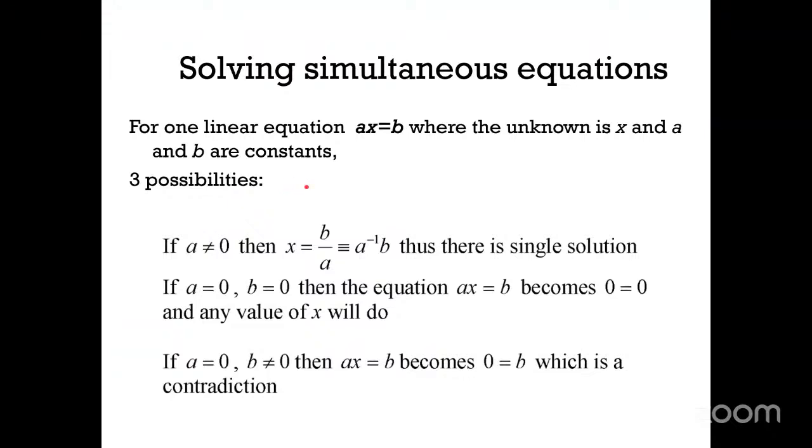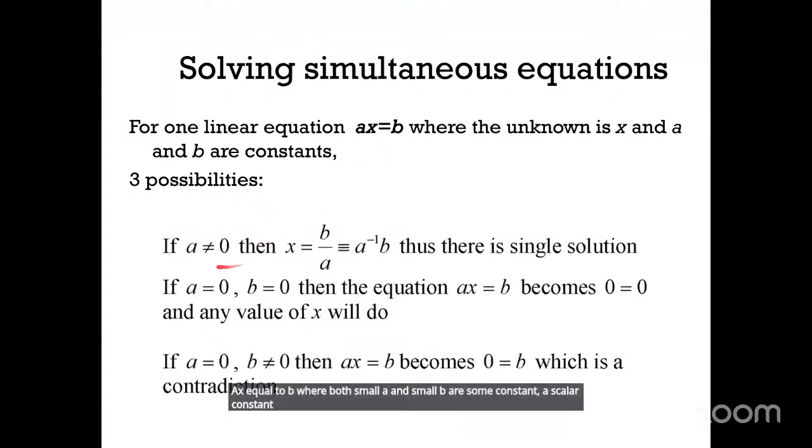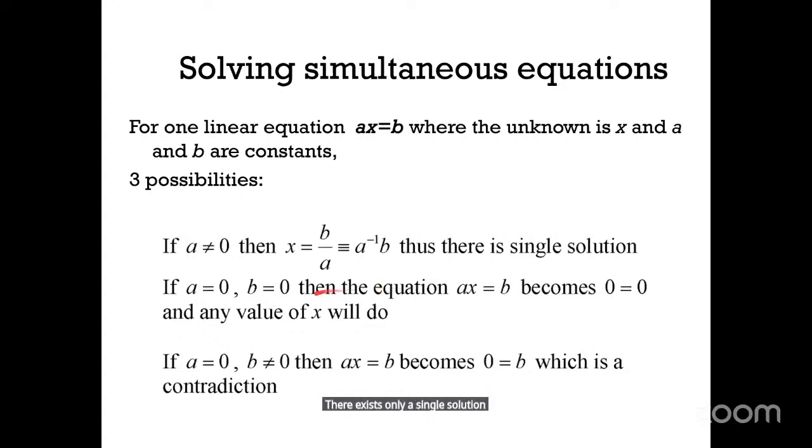Okay, so let me start from this place where we left. We were looking at how to solve a linear equation. Consider a linear equation ax equal to b, where both small a and small b are scalar constants. Then, when a is not equal to 0, we can simply write x is equal to b by a, or a inverse b. There exists only a single solution. There is only one solution here.